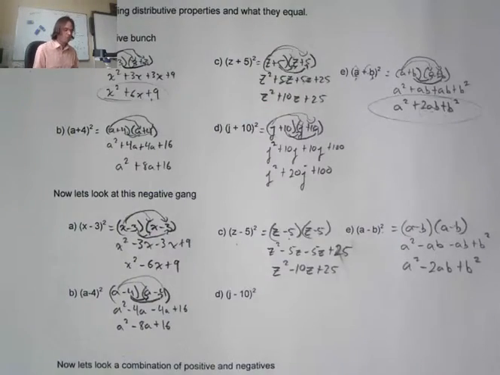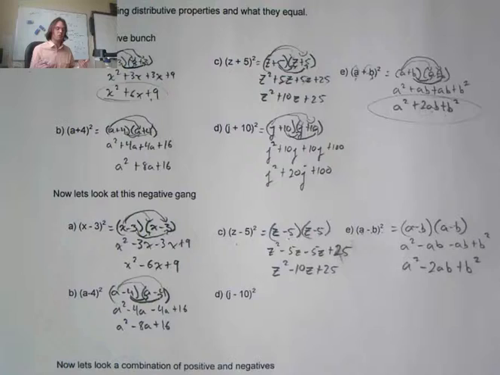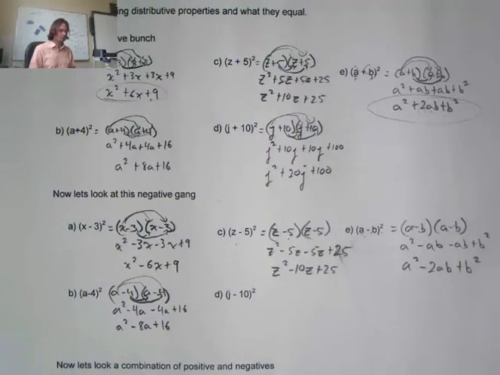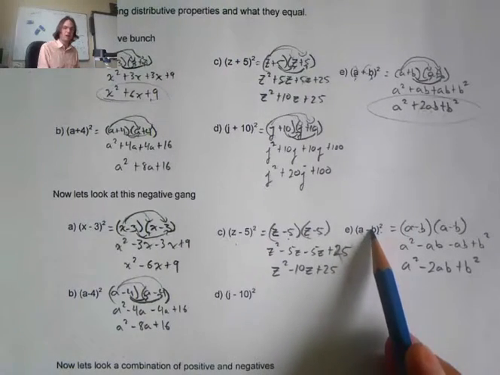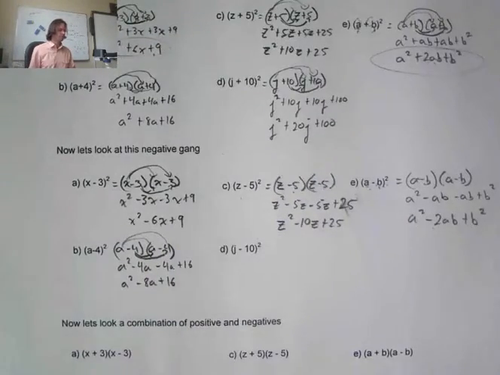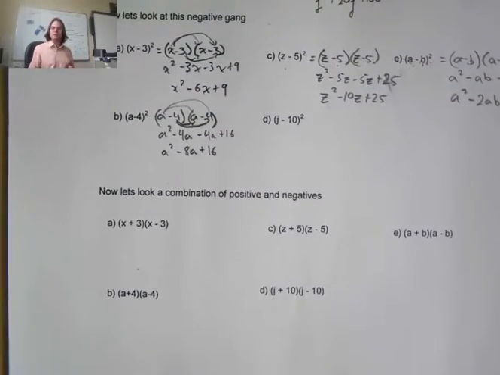Well, look at that. So basically, anytime I have a difference of two terms and we're squaring it, what do I do? I square this one, then I multiply this by this twice, and then I square that one. Okay, and it's going to be negative.